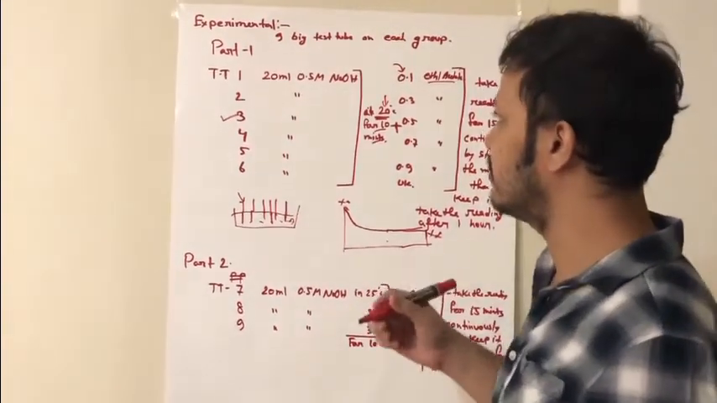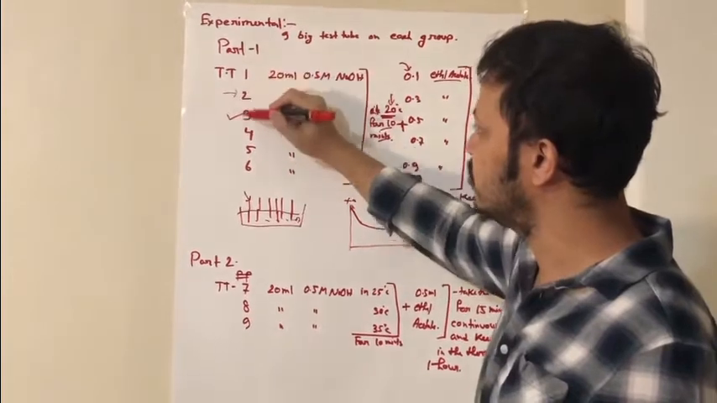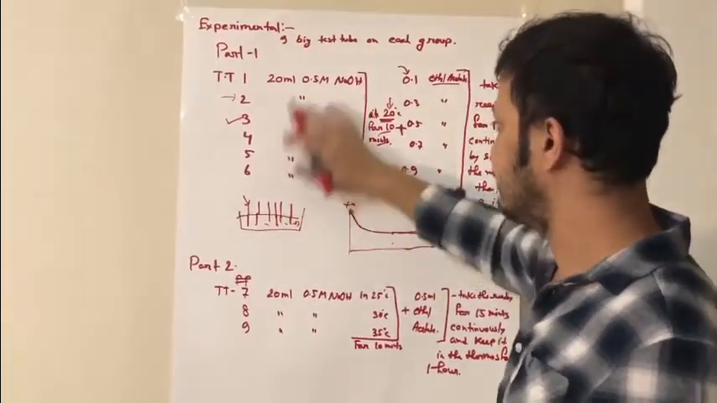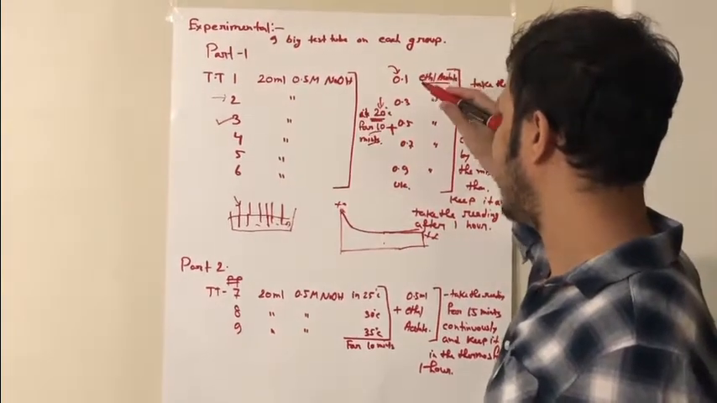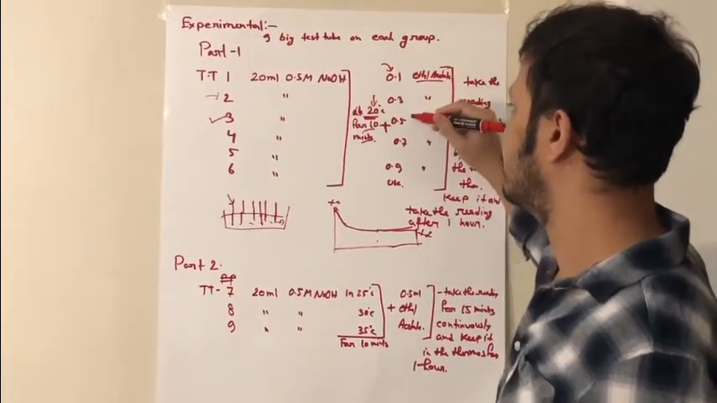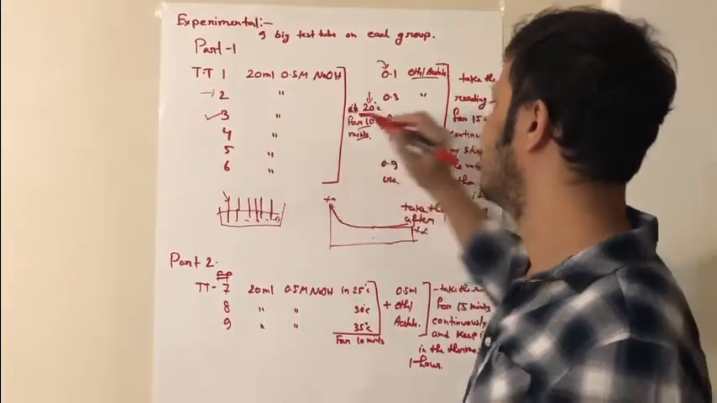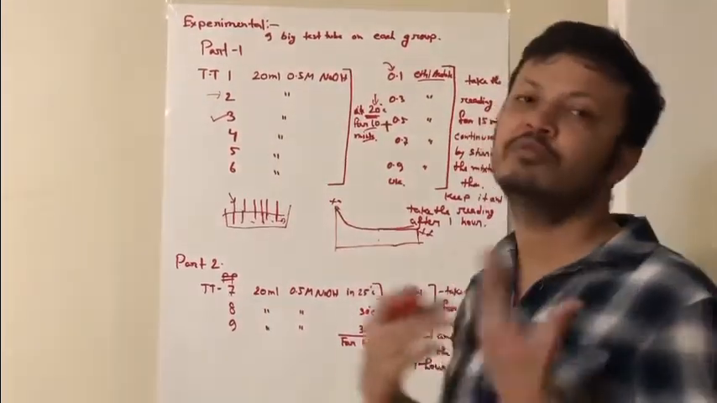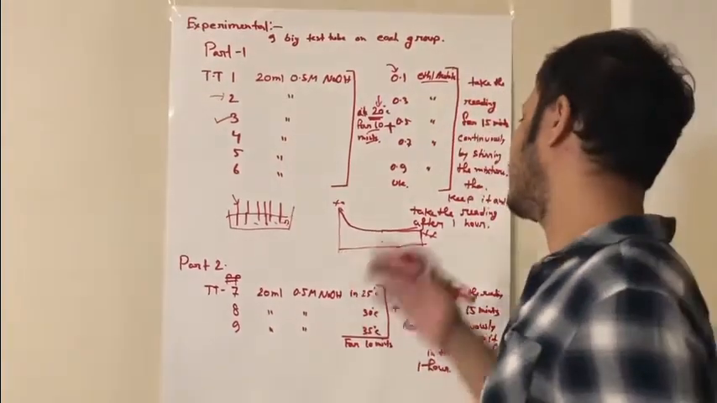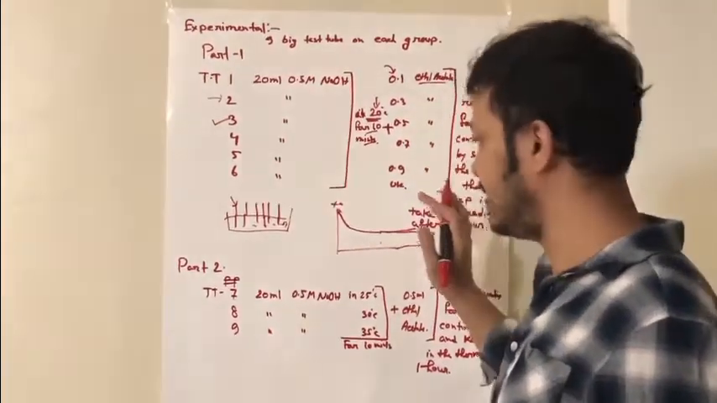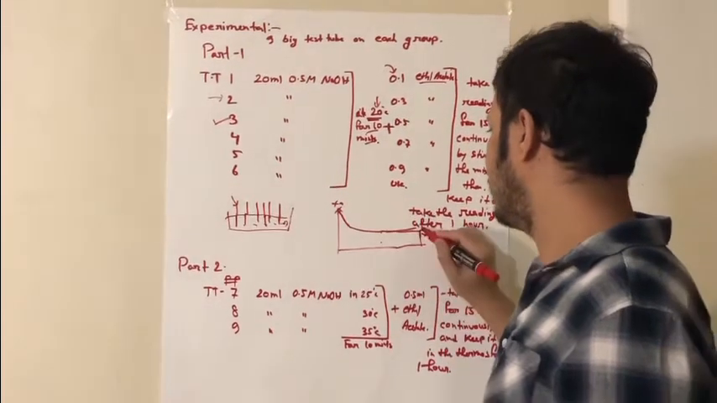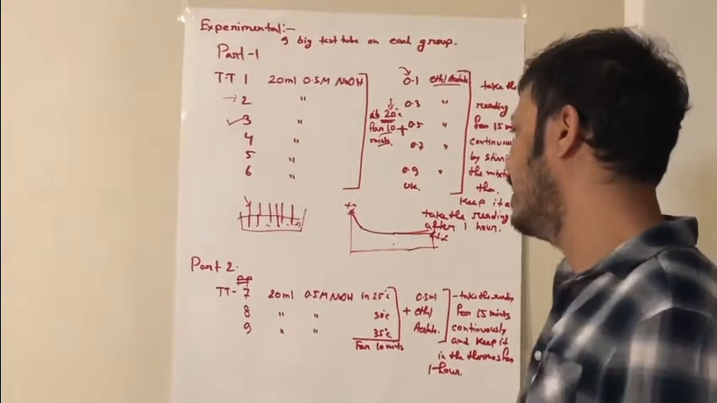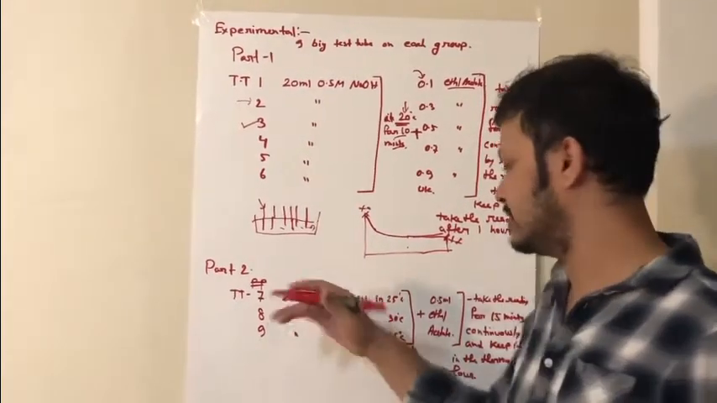You are going to do the same things for test tube number 2, 3, 4 and 5. For these five, you are going to add 0.1, 0.3, 0.5, 0.7 for test tube number 4, and 0.9 for test tube number 5. But for test tube number 6, we will give you an unknown. You do the same thing, but you have to find out the concentration of the unknown.